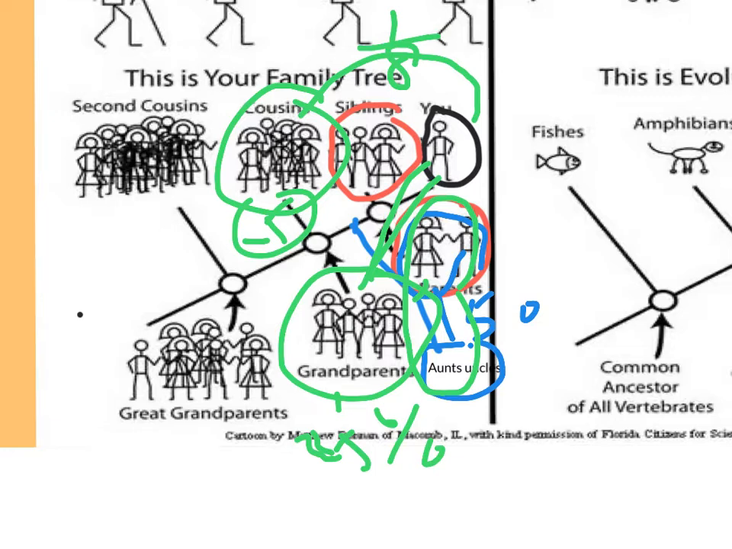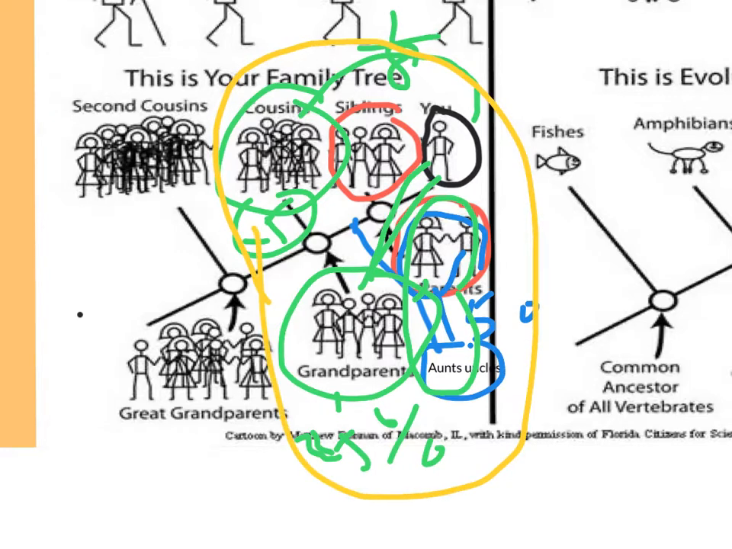Okay? So your most recent common ancestor, going from you, your siblings, and your parents, and your aunts and uncles, and your cousins, you have to go all the way back to your grandparents to share a most recent common ancestor with all of them. Okay? I know that's confusing, but I want you to think about this.